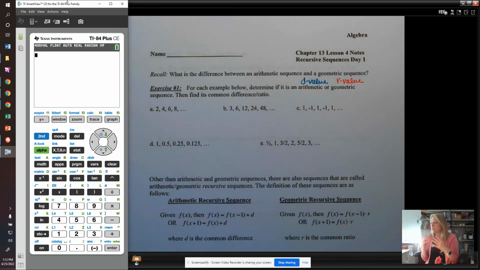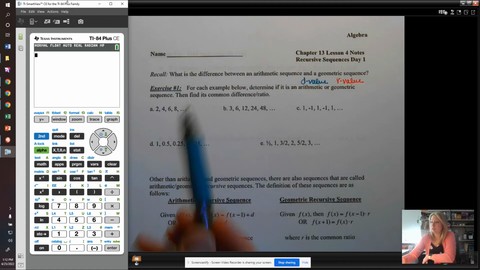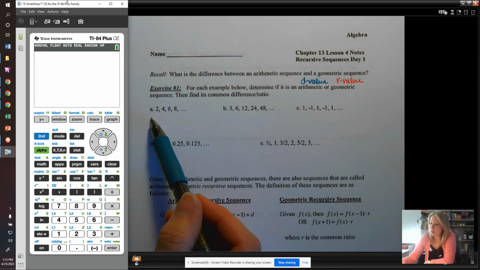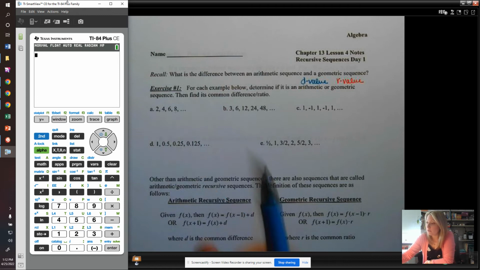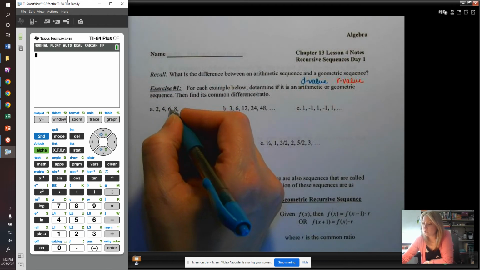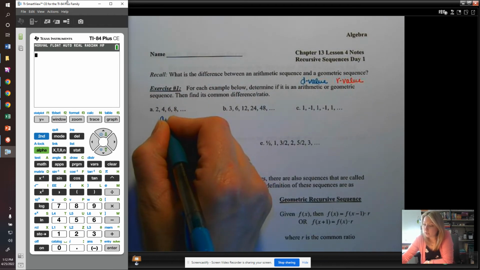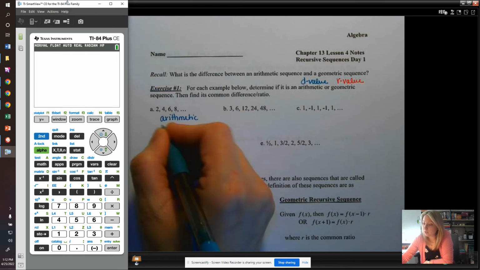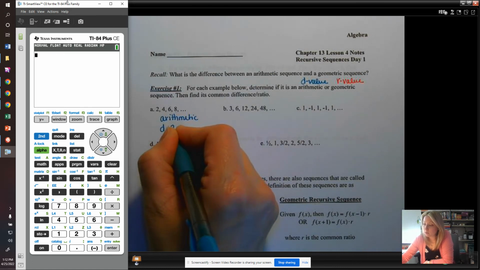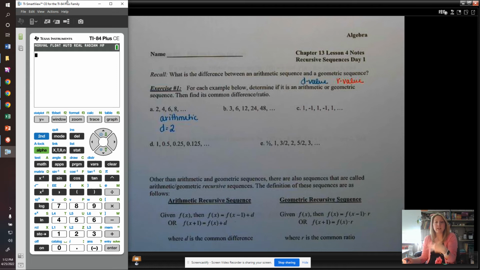So I can immediately tell on part A in exercise 1 that I have a common difference. What is my common difference? Adding 2, adding 2, adding 2. So this is an arithmetic sequence, and my D value is positive 2 because I'm adding 2 to get from term to term.